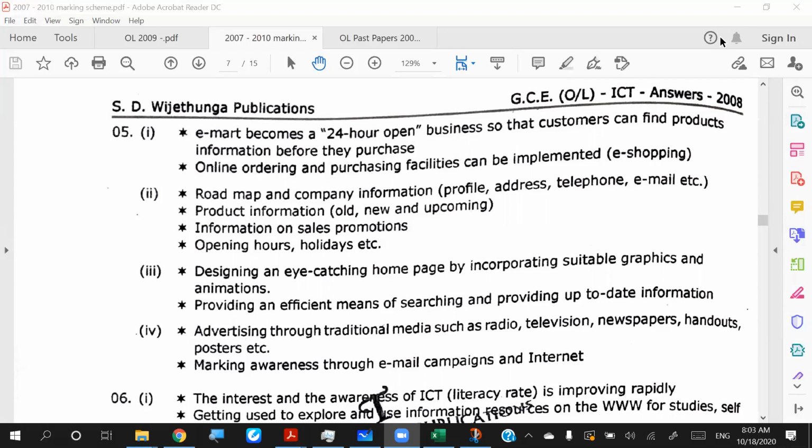And information of the sales promotion. What are the discounts, what are the benefits that you are getting out of it. And opening hours, holidays, those kinds of details. So any 4 of them will give you 4 marks. If you got any alternative answers, just let me know.